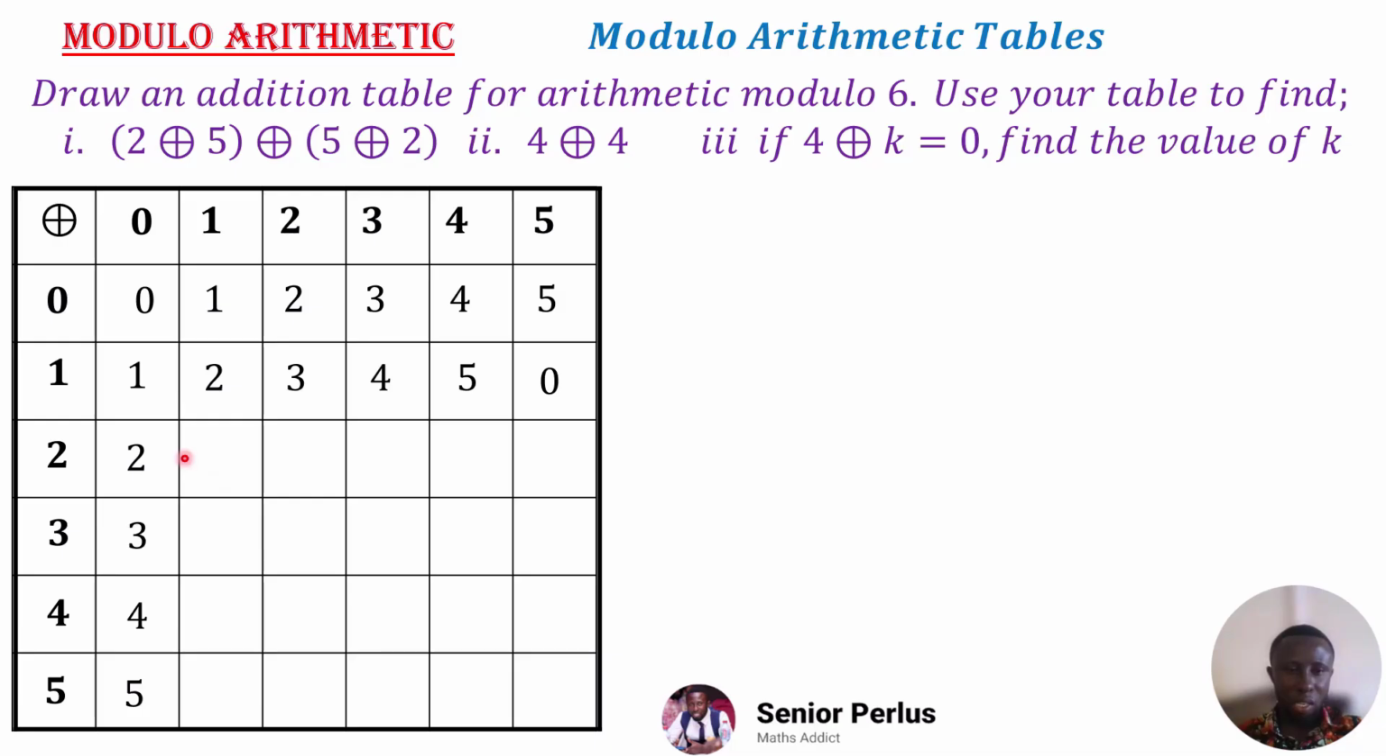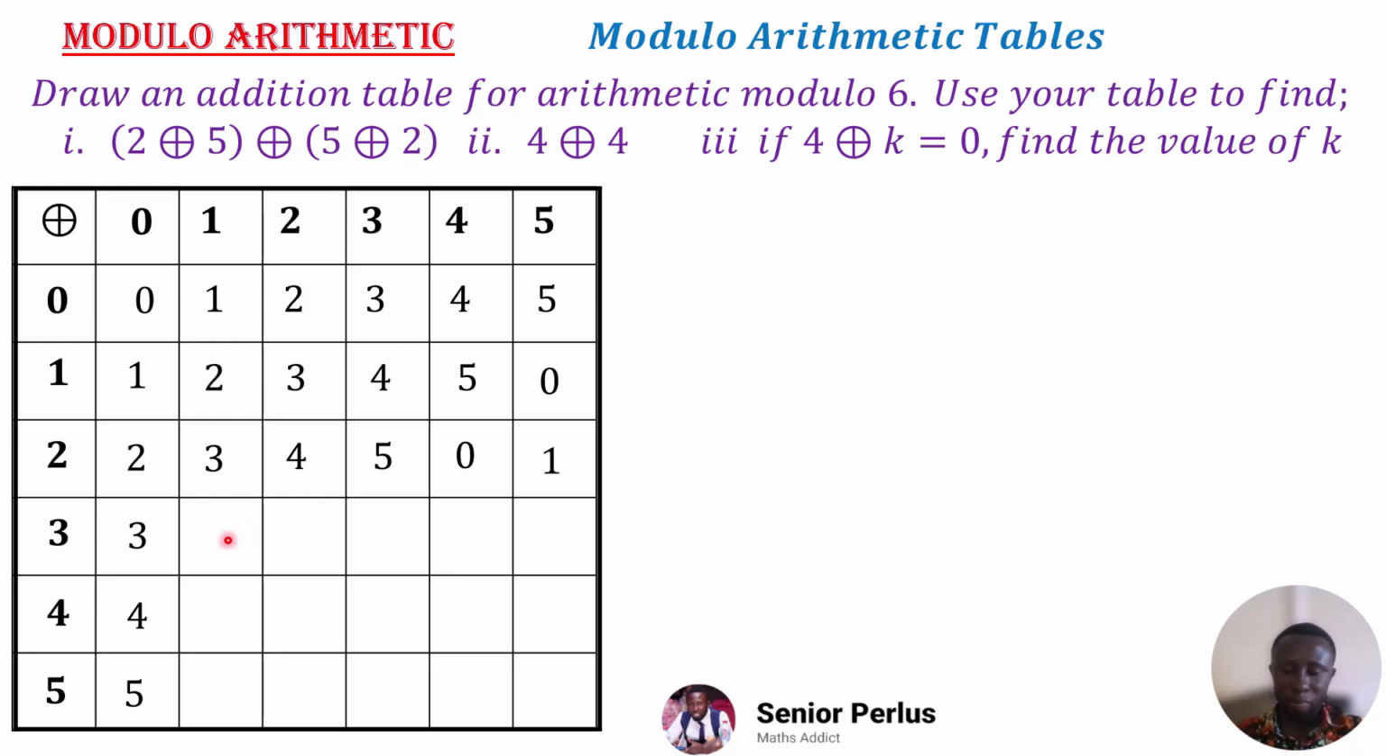Now 2. 2 plus 1 is 3, and 3 mod 6 is still 3. 2 plus 2 is 4, and 4 mod 6 is still 4. 2 plus 3 is 5, and 5 mod 6 is still 5. 2 plus 4 is 6, and 6 mod 6 is 0. 2 plus 5 is 7, and 7 mod 6 is 1.